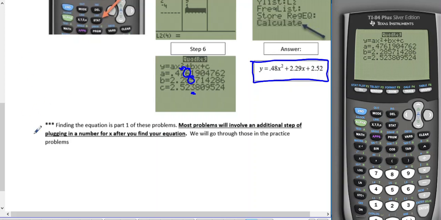Then, most of these problems, they are going to have one more step. And that means you're going to have to plug a certain number into x after you find that equation. But you'll see examples of that as we go through the practice problems in class.